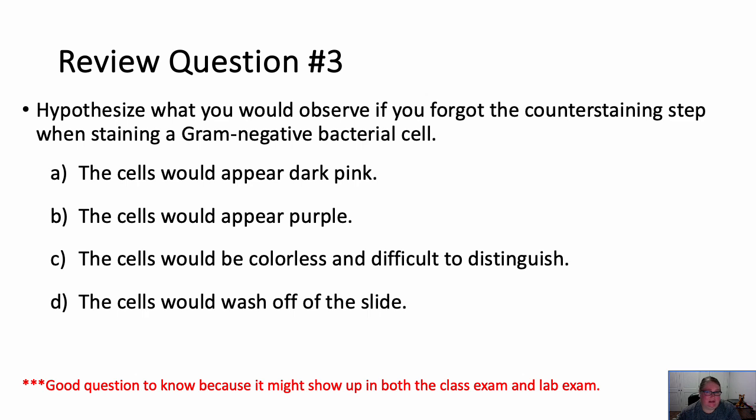Okay, so review question number 3. Hypothesize what you would observe if you forgot the counterstaining step when staining a gram-negative bacterial cell. A, the cells would appear dark pink. B, the cells would appear purple. C, the cells would be colorless and difficult to distinguish. Or D, the cells will wash off the slide. Take a second, pause the video, and see if you can find the answer to this question.